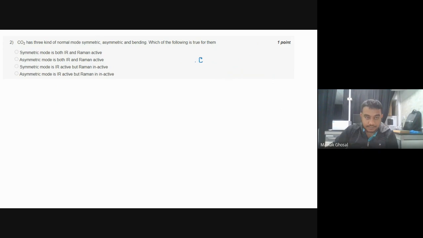First of all, you need to know what CO2 is. Whenever this kind of question comes, about Raman activity and IR activity, you first see what the structure of the molecule is. First focus on that. This is CO2, and you know there is a center of symmetry. Since there is a center of symmetry in CO2, it will always follow the rule of mutual exclusion.